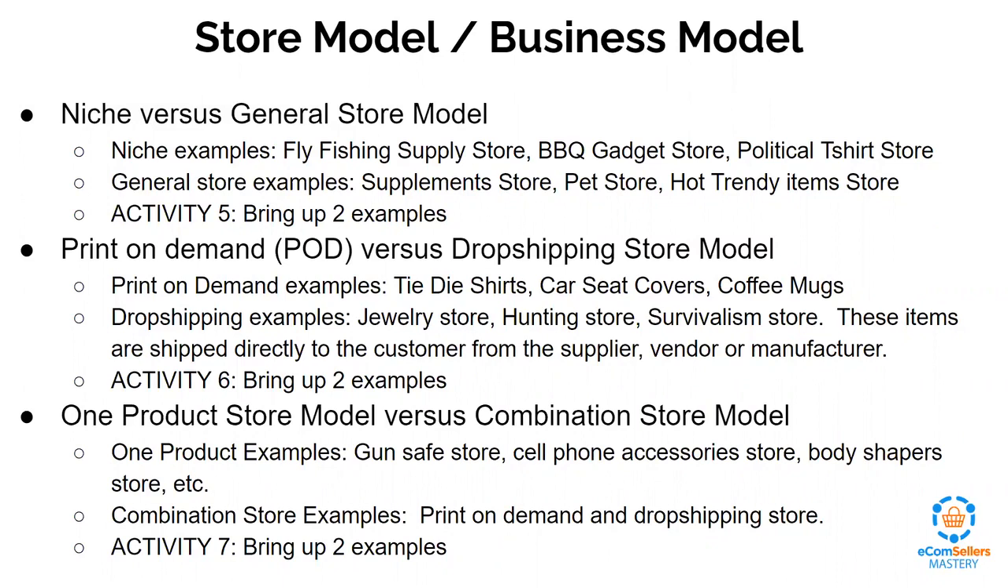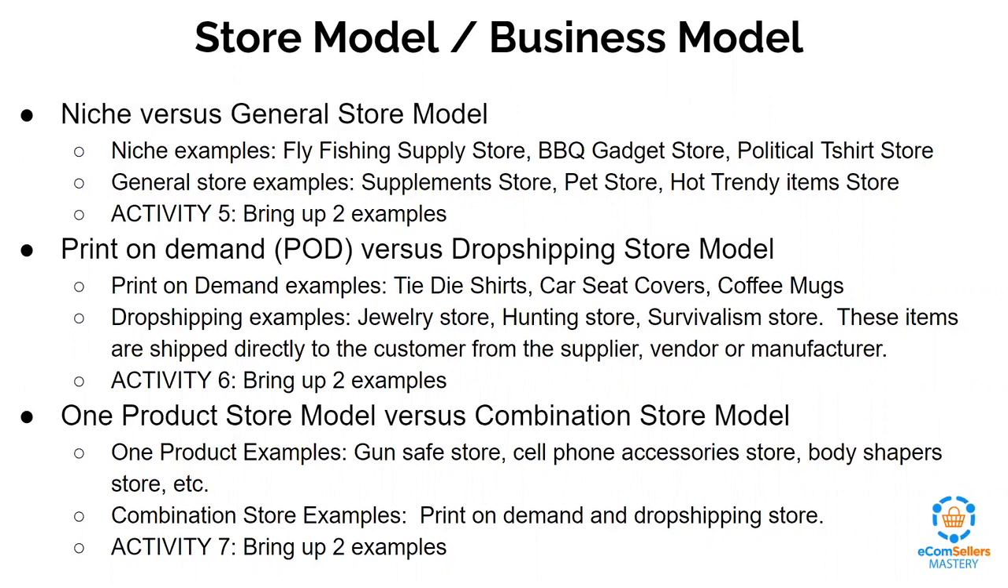Then you have the one product store model versus the combination store model. So this is still lining up with, am I doing print on demand? Am I doing drop shipping? Now we're going to talk about a one product store model. So you may see some of these where somebody either finds a great item or they maybe invent something or make something up. And so that whole Shopify store is just centered around that one product model. It may come in different colors, different sizes, but that's all they sell.